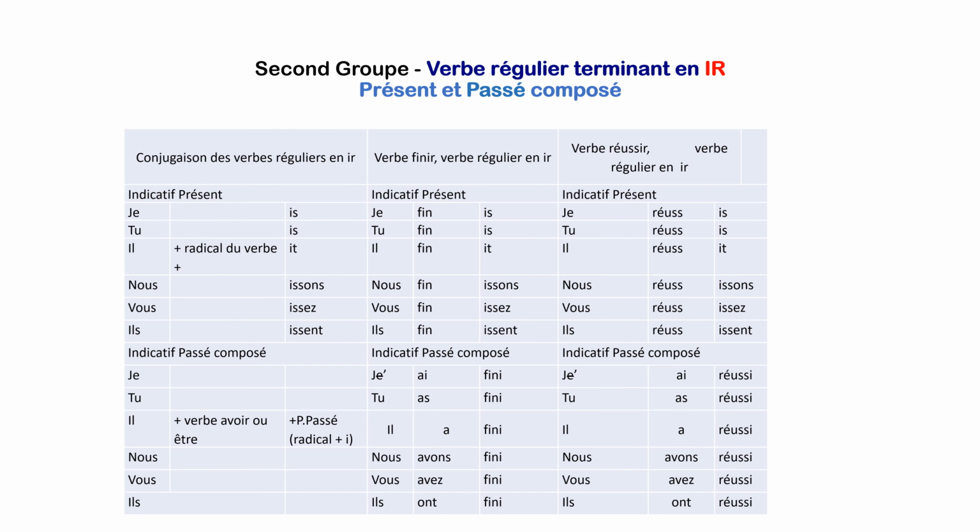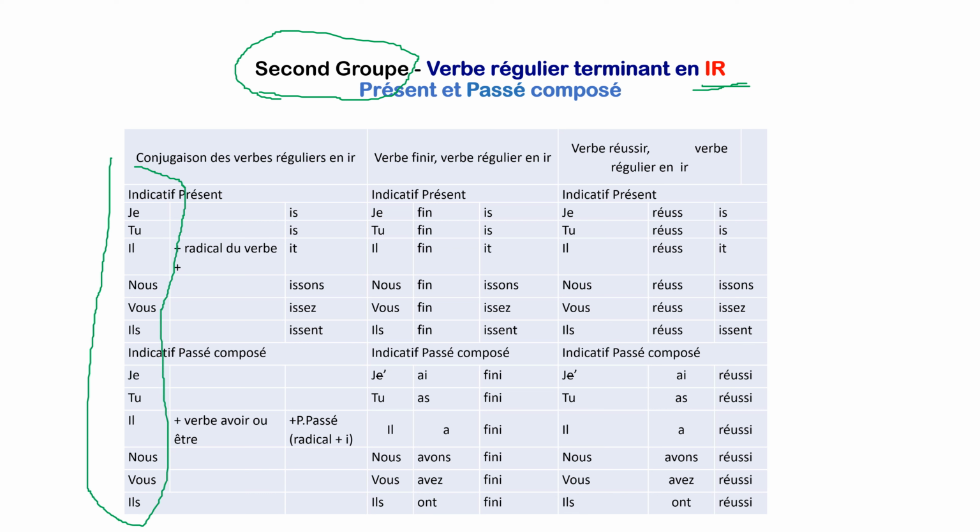I have done the same thing now with verbs ending in IR, the second group. The second group of verbs, you remember I told you we have three of them. The first one we saw earlier, verbs ending in ER. Now we're going to look at verbs ending in IR. It follows the same example.